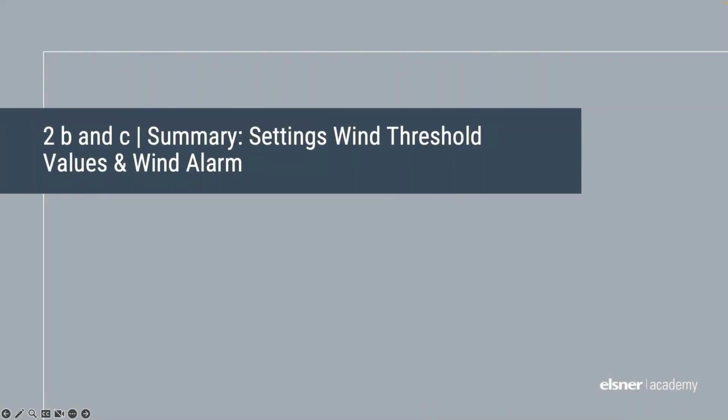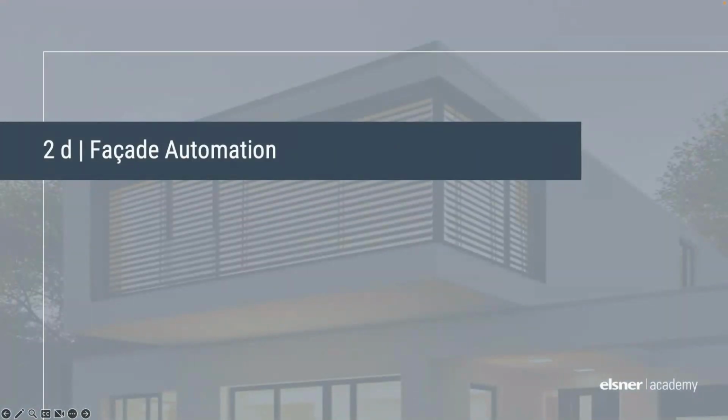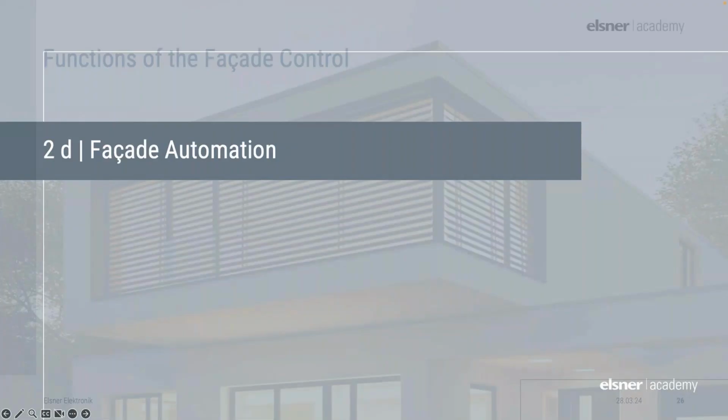In previous chapters, we dealt with the wind direction threshold values and the wind threshold values, also the wind alarms. Do you have any questions about the sections before we move on to the next topic? I wait a couple seconds and then we continue. Okay, I don't see any upcoming questions, so let's move on to the next topic, the facade automation.